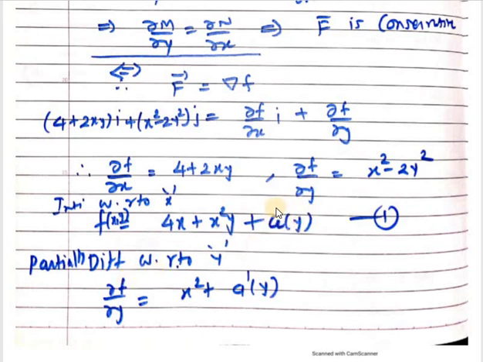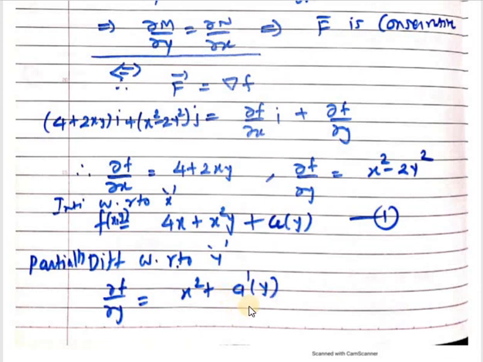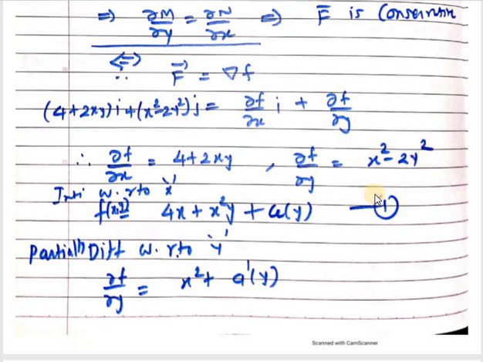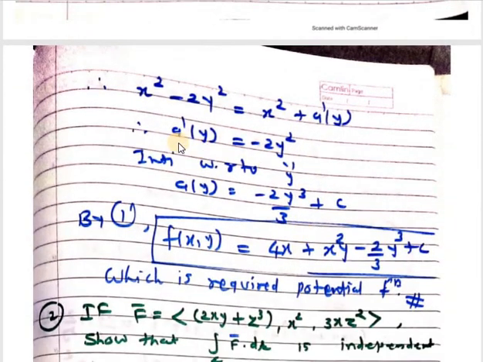Now our next target is to eliminate this arbitrary function a(y). That means we have to differentiate with respect to y partially. So del f by del y is equal to, with respect to y, the 4x is constant so it will be 0, x square y can be written as only x square, plus a dash of y. Here it is a function of only one variable, so we write a dash of y. But del f by del y is nothing but x square minus 2y square, so when we replace it, x square will be cancelled out, so a dash of y is equal to minus 2y square.